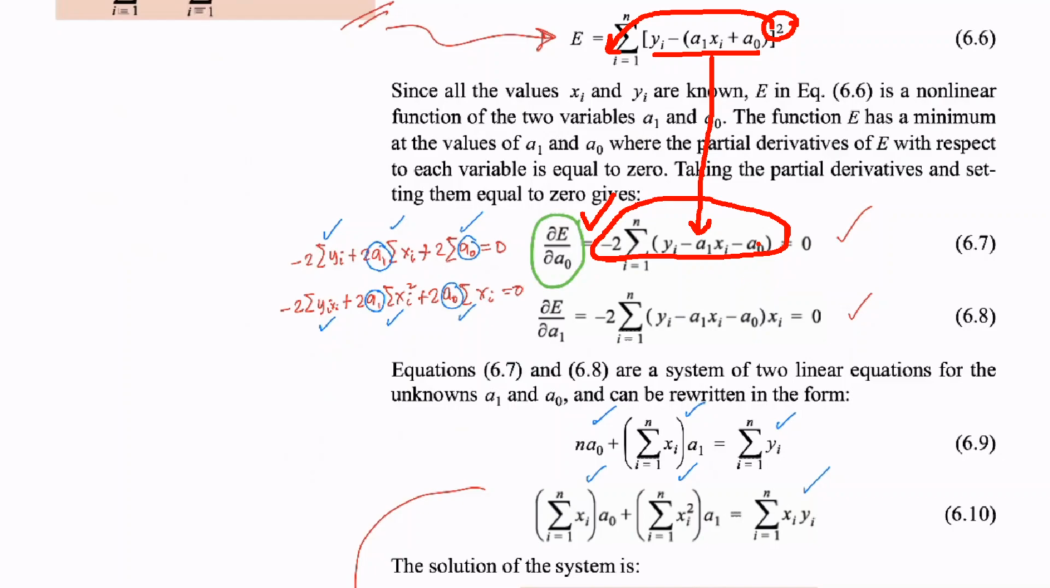Okay, now if you expand this, you will come up with this, right? Negative 2 summation yi plus, because this is negative and negative, that will be positive 2a1 summation xi. Then negative times negative, you have positive 2 summation a naught. Okay, so this is the expansion.